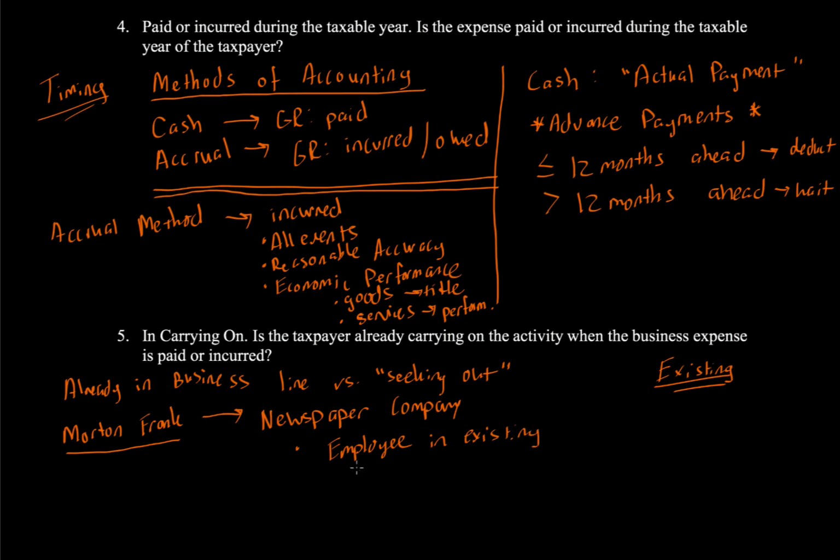So again, the key is that he was an employee in an existing line, an existing newspaper company, and he was interested in owning. And again, he never owned a newspaper before. Because he never owned it, the tax court ruled that this is not considered in carrying on. The expenses in seeking out, and doing the research and whatnot, and traveling to learn more about this newspaper he was interested in purchasing, were held to be disallowed because they were not in carrying on.